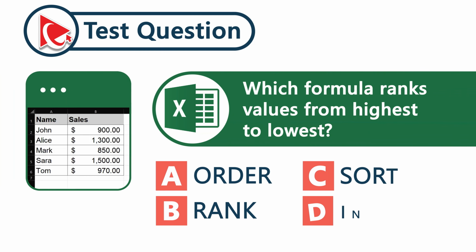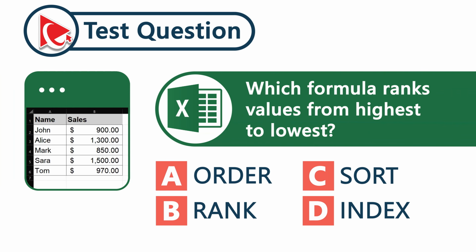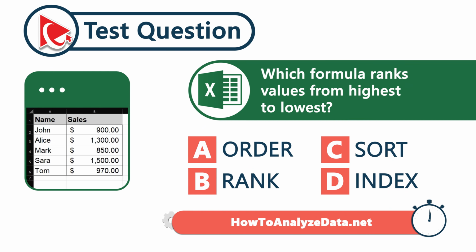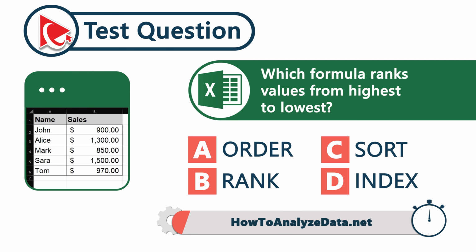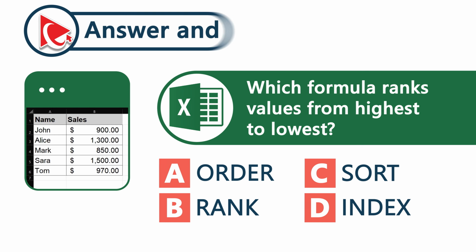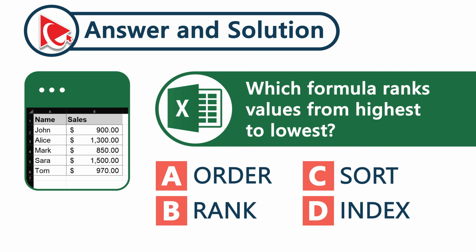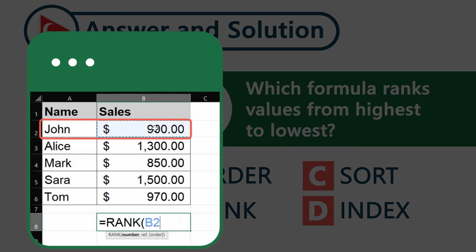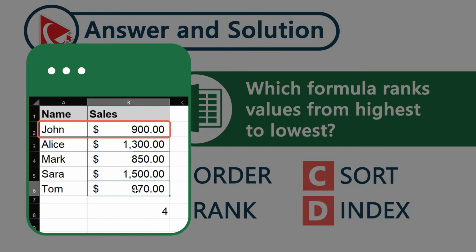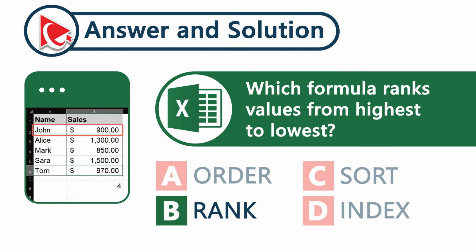In this question, you need to determine which formula ranks values from highest to lowest. As you might have guessed, there is a formula in Excel which shows the position of a number in a list relative to others. Let's position John's sales relative to Alice, Mark, Sarah, and Tom. So we entered John's sales as the first value and then the range for the rest of the crew. And you can see that John is number 4 after Sarah, Alice, and Tom. And the correct answer here is choice B, RANK.